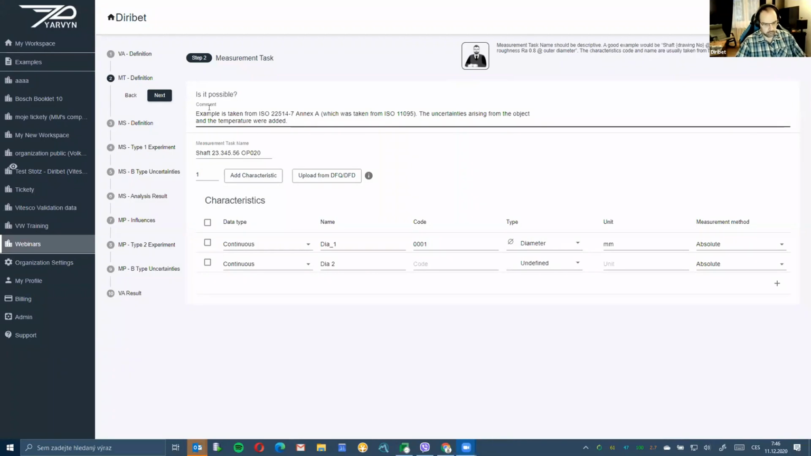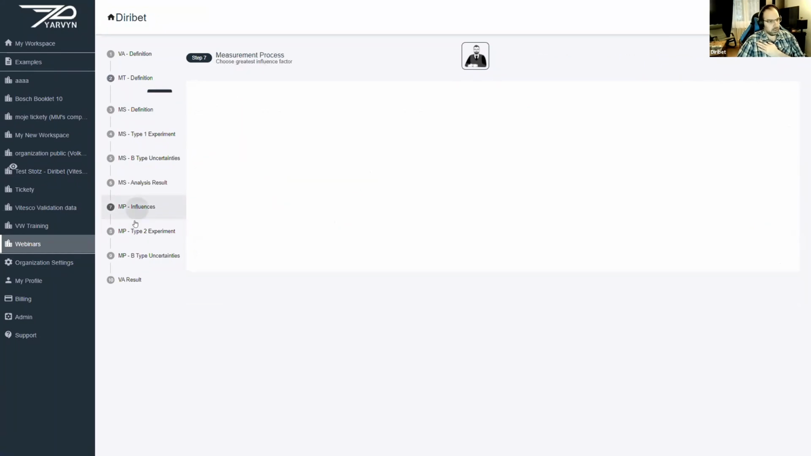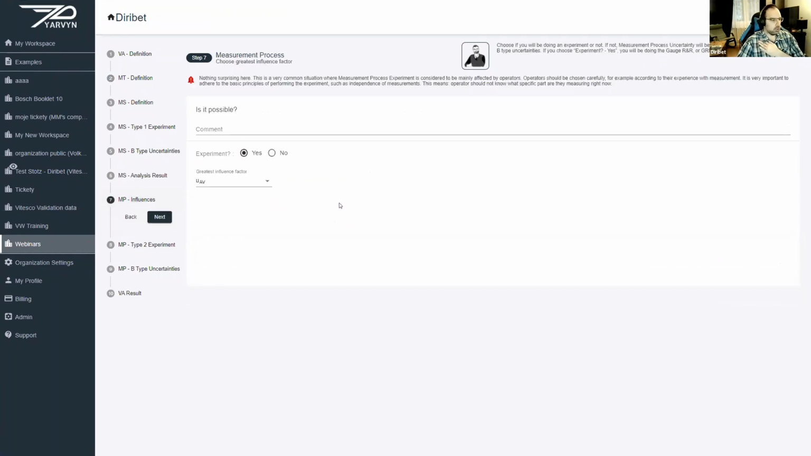So for this example, I just prepared a short experiment, a short validation act, where I have two characteristics. For this showcase, it's only two of them, diameter 1 and diameter 2. What's important in this case is to choose what's the greatest influence factor, and according to this, the experiment table is designed.